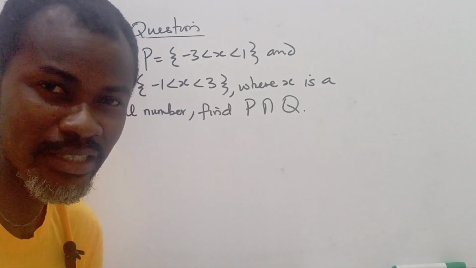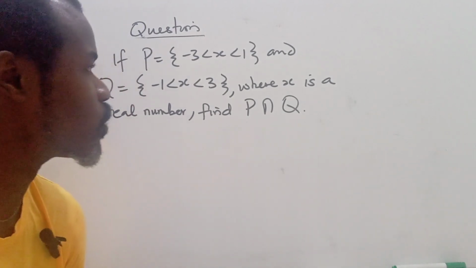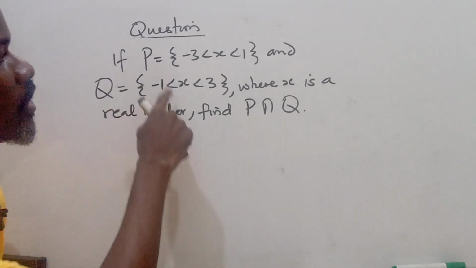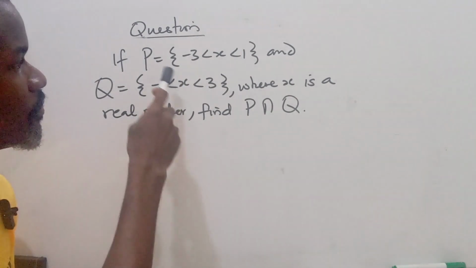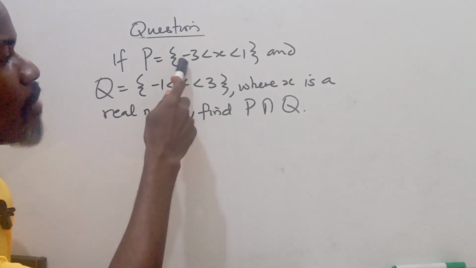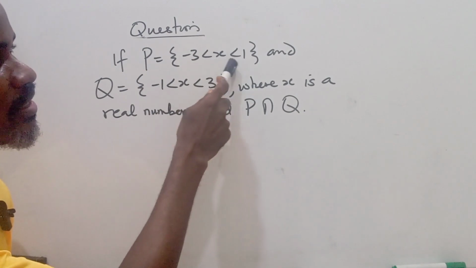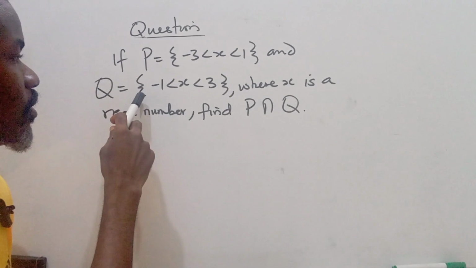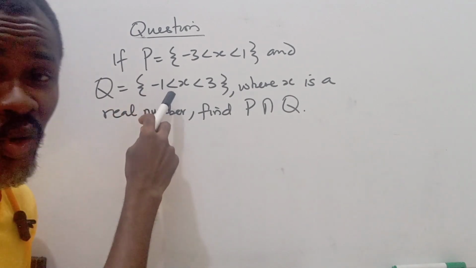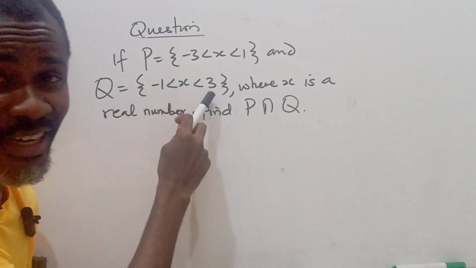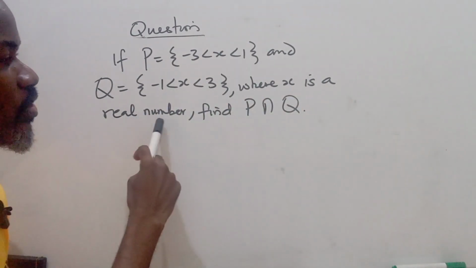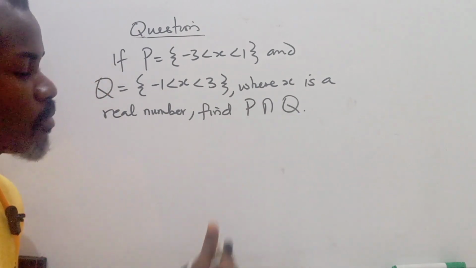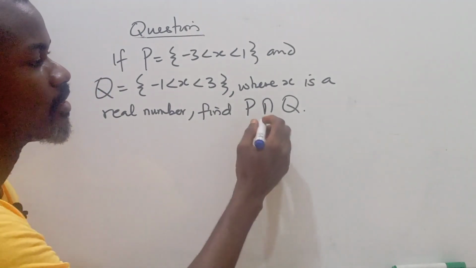So let's get right into this question. It's a question on what? We have a question on set on the board. So it says if P, in curly bracket we have minus 3 is less than x and x is less than 1. And Q is a set such that in curly bracket we have minus 1 is less than x and x is less than 3, where x is a real number, find P intersection Q. So remember this is intersection.